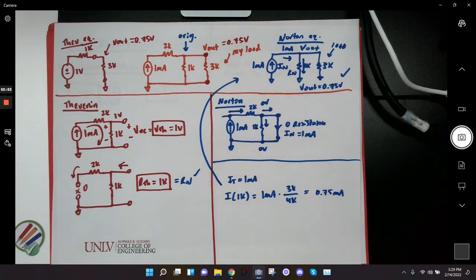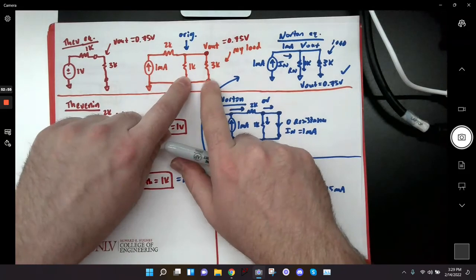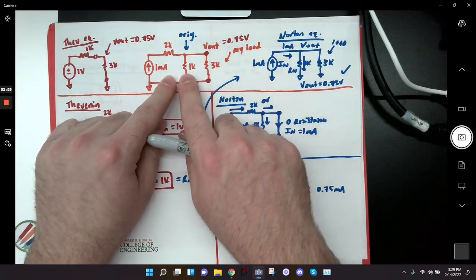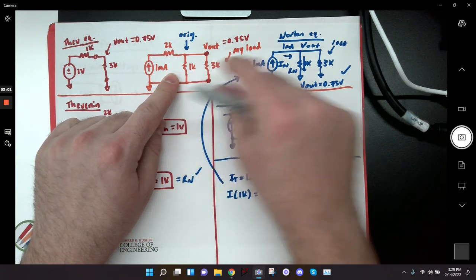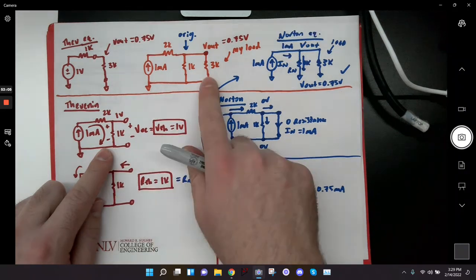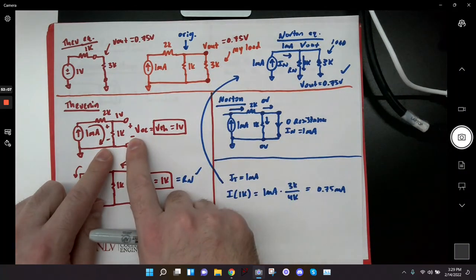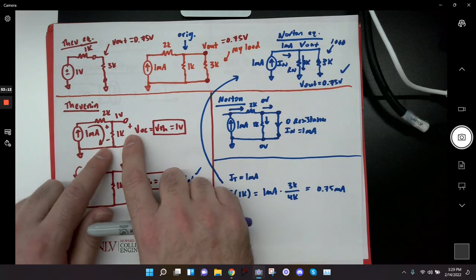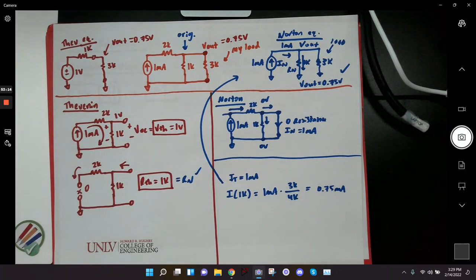No. And the reason is, when I have this 3K here, the equivalent resistance here is something smaller than 1K. When I pull it out, it's 1K. Oh, okay. So the voltage drop across this 3K is not going to be the same as the open circuit voltage when I don't have the 3K there. So you have to pull it out, or you won't do it right.